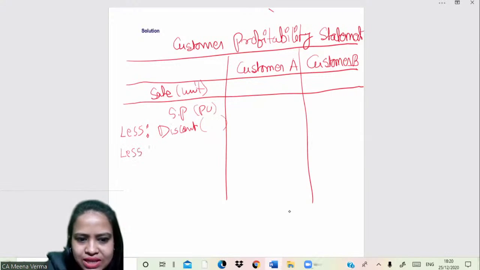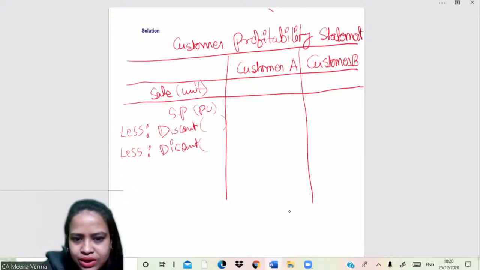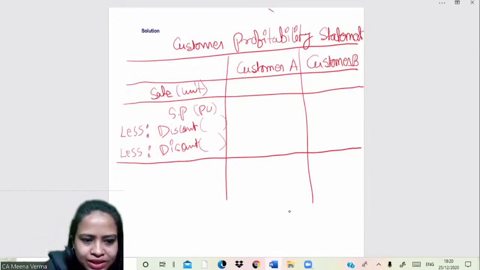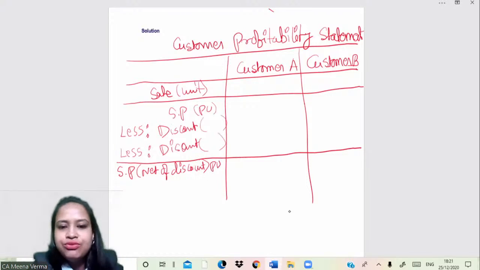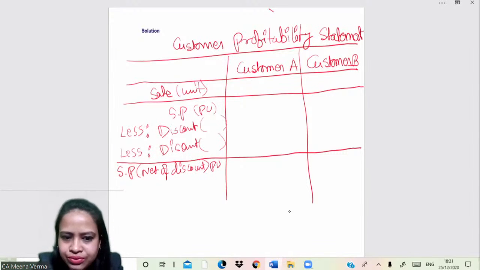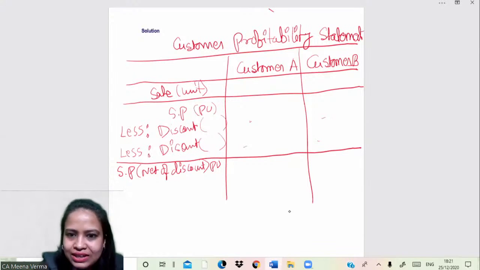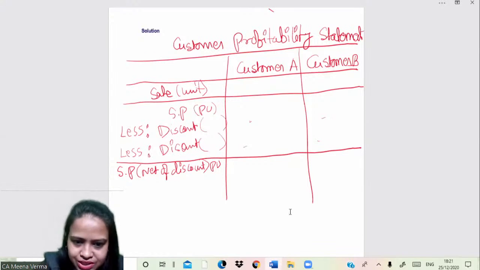There are two kinds of discount. Tell me which kind of discount you will give to whom. Tell me quickly. I want you to fill in all this information per unit. First consider the selling price per unit for both, then tell me the discount you want to offer them, and after considering that you will get the selling price per unit net of discount.